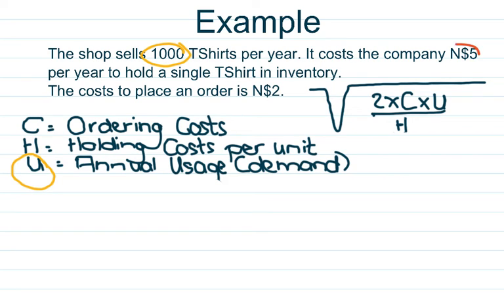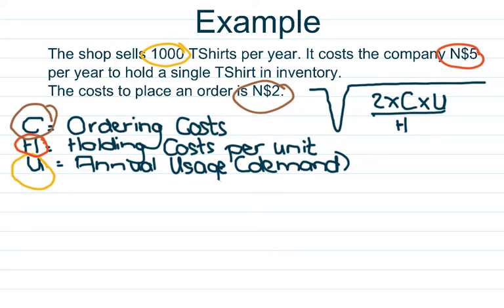So that $5 seems to me can be the holding cost. I will use different colors so that you can see the differences. So the 1,000 t-shirts are my annual usage or my demand, while the $5 seems to be the holding cost, and the cost to place an order is $2. So my ordering cost is then $2.